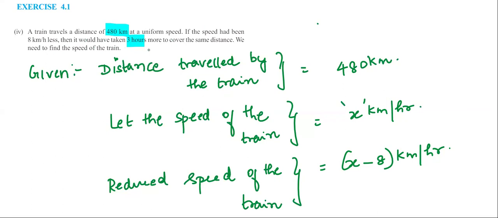Then it would have taken 3 hours more to cover the same distance. So basically there is a difference in the timing now. How do I know which information to use to form the equation? If you notice, the key here is the difference in the time. So use this information, the 3 hours, to form an equation and solve it to get a quadratic one.